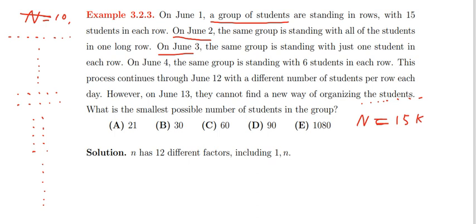Okay. On June 4, the same group is standing with 6 students in each row. So this also means n equals 6 times k, right? Those k are not the same, so we put them as k1, k2. So n is a multiple of 6. This process continues through June 12 with a different number of students per row each day.